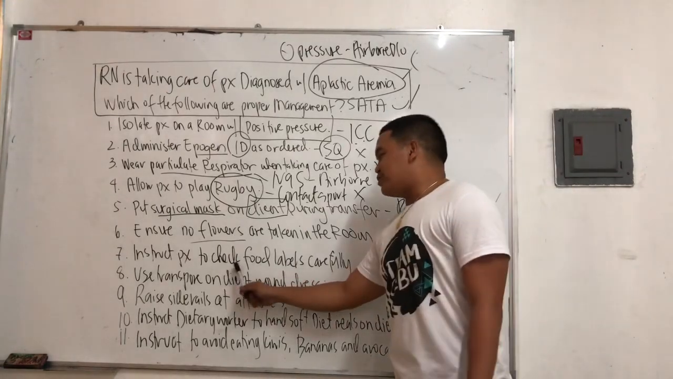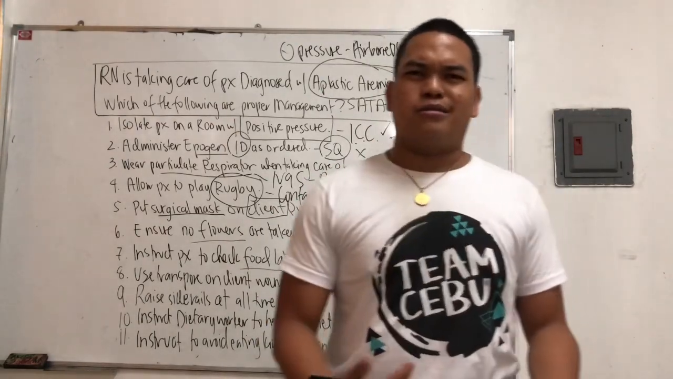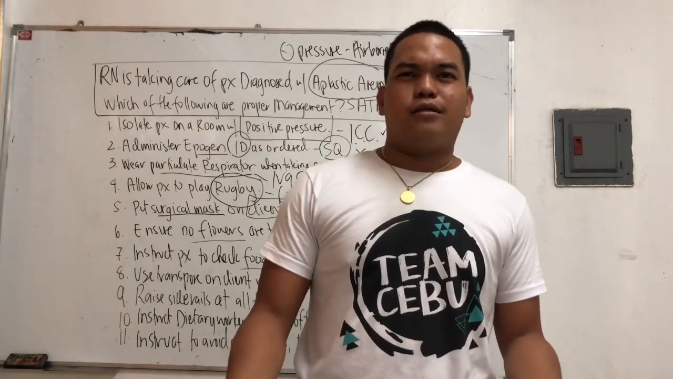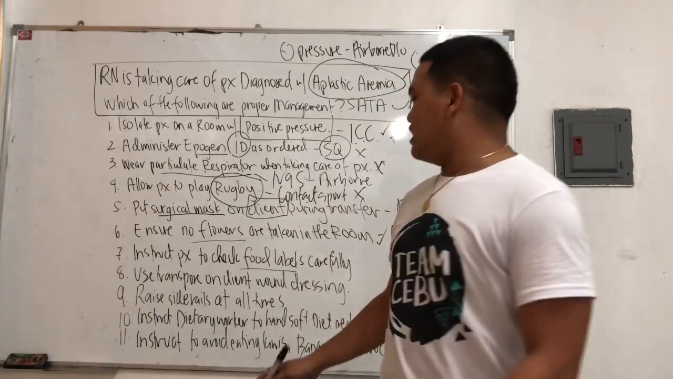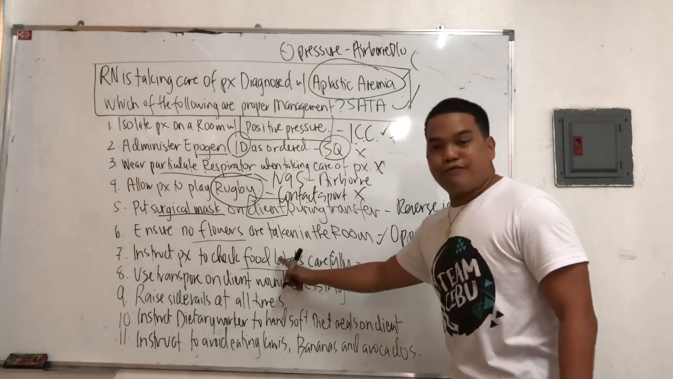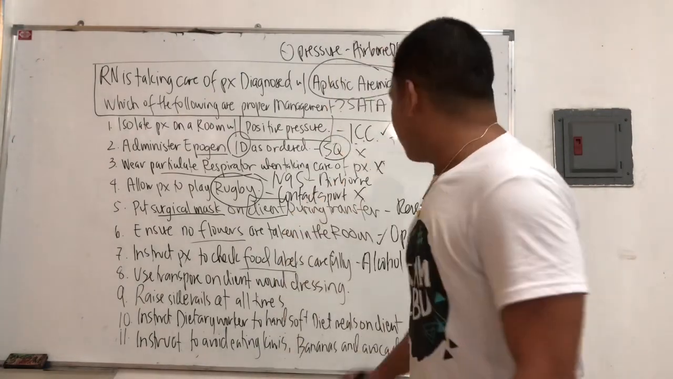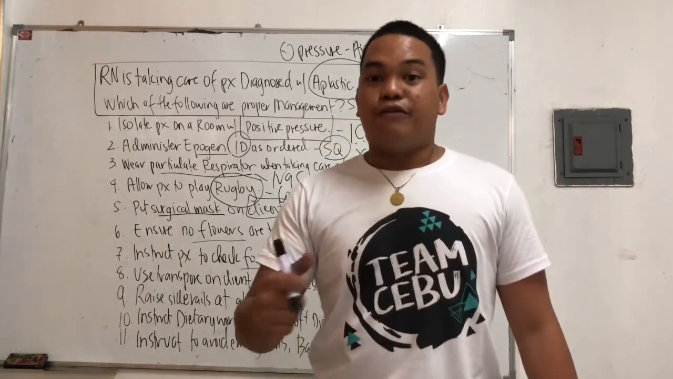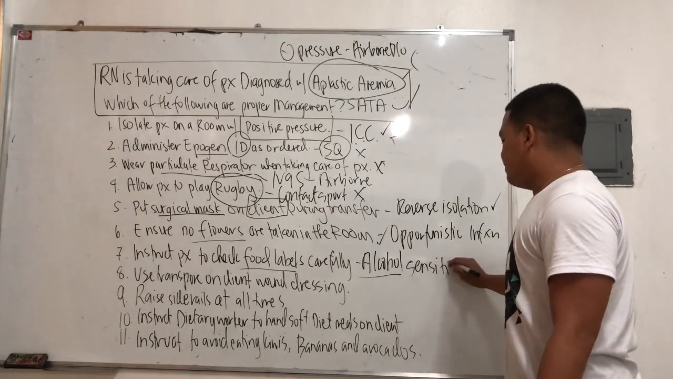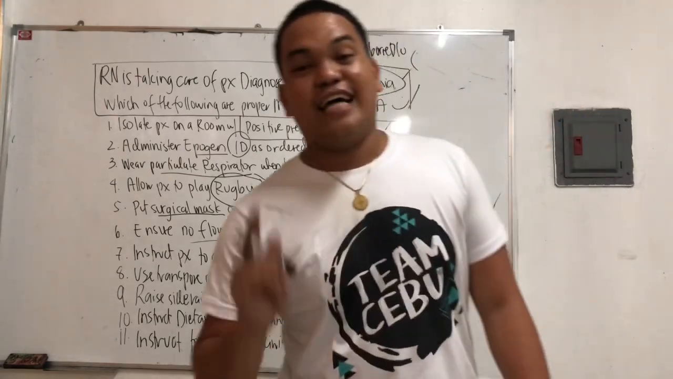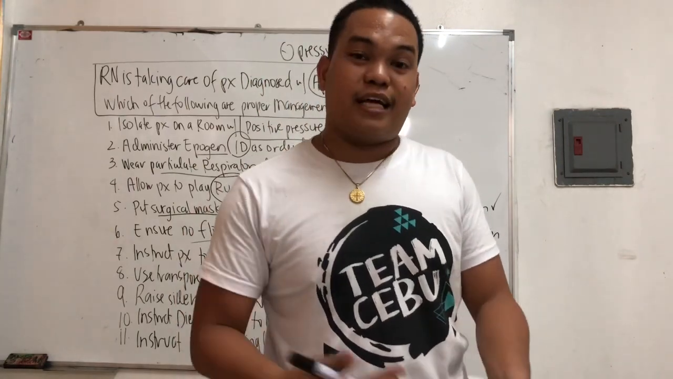Next, instruct patient to check food labels carefully. So therefore, guys, if you looked at this option and you were wondering, what's this for? Are we checking for vitamin B6, vitamin B9, iron? No. The answer is, this option is for checking the food labels for the possibility of alcohol. Now, alcohol levels, guys, are checked for patients with problems in terms of alcohol sensitivity. Okay, that option is for alcohol sensitivity, specifically for patients taking disulfiram because that can cause alcohol sensitivity reactions.